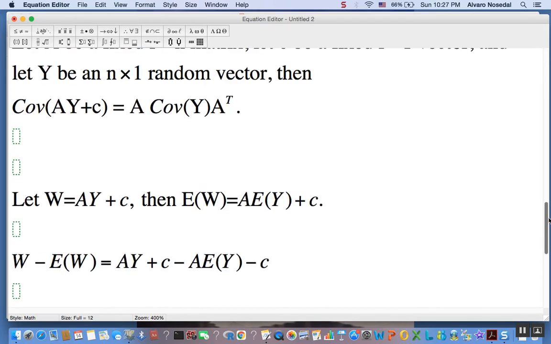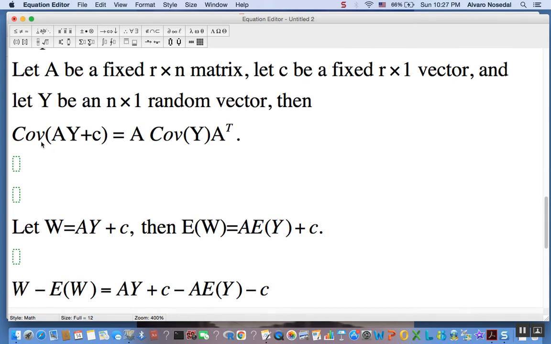Okay, so we have shown that the covariance of A times Y plus C equals A times the covariance of Y times A transpose, right? And it wasn't that hard. We just had to be careful in applying the definition of the covariance matrix of a random vector. Excellent. So now that we have that proposition in place, we are going to be able to find the covariance of beta hat and the covariance of epsilon hat.